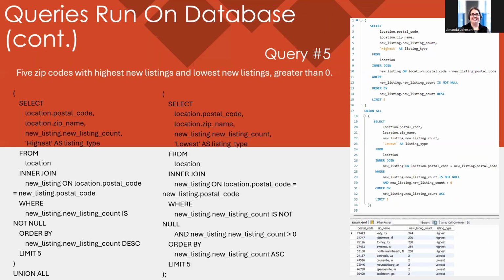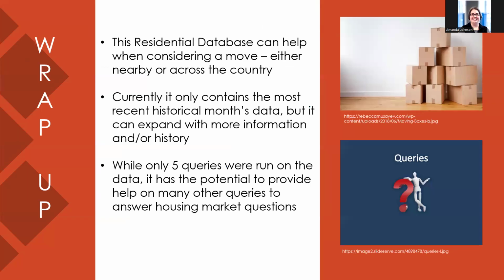The final query: 5 zip codes with the highest new listings and lowest new listings greater than 0. So for a buyer, general knowledge of the area around the country with new inventory levels could be helpful.